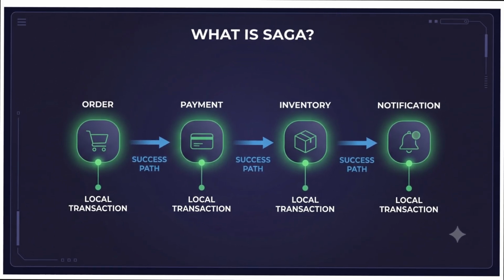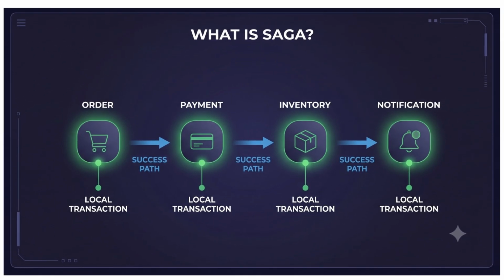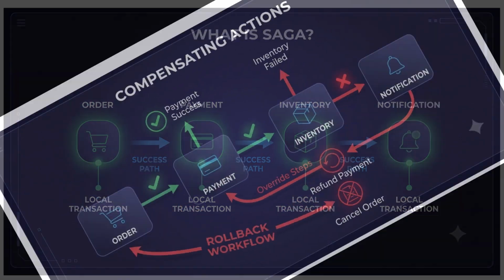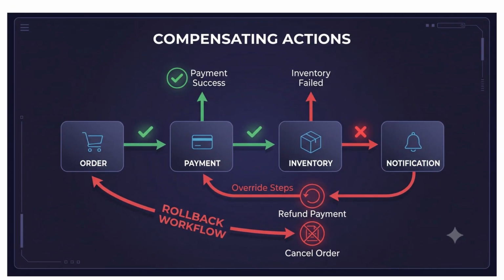Instead of one large transaction, the Saga Pattern breaks the business process into many small local transactions. Each microservice completes its own work independently. If every step succeeds, the business process finishes successfully. If one step fails, compensating actions undo the previous work. Notice something important. We don't roll back the database. Instead, we perform business actions that reverse what already happened. If inventory fails, payment service issues a refund. Order service changes the order status to cancelled. These are called compensating transactions.